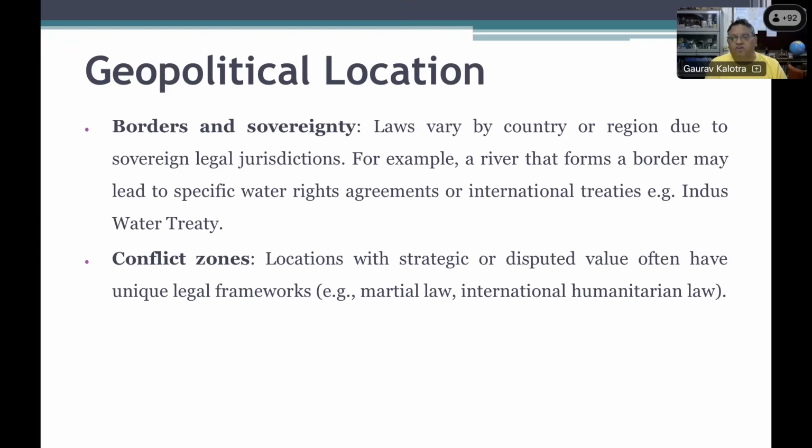Locations with strategic or disputed value often have unique legal frameworks. For example, martial law, international humanitarian law, etc. Now, in case of India, there are many islands for which there is a dispute between India and many of its neighboring countries. Like with Pakistan, there are some islands located along Gujarat. With Bangladesh also, we have some issues with some islands. With Sri Lanka, all of you know we have some issues with some islands. So these are the conflict zones.